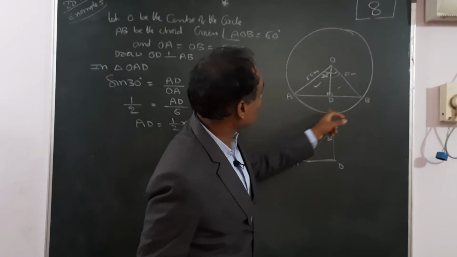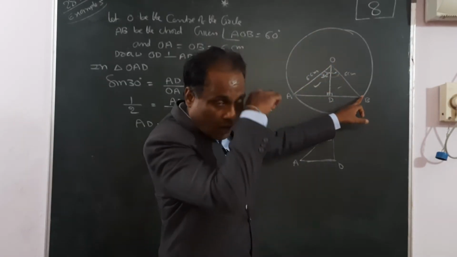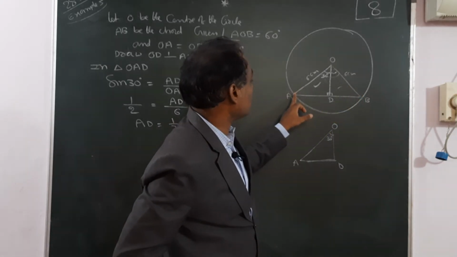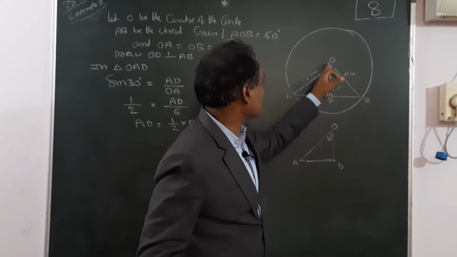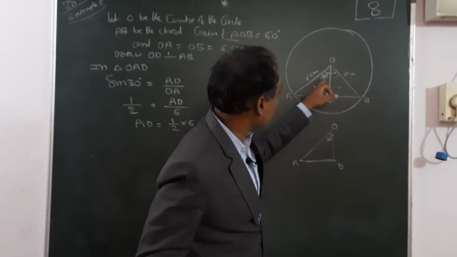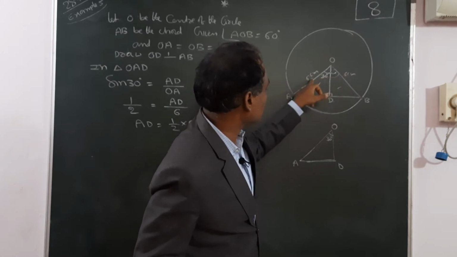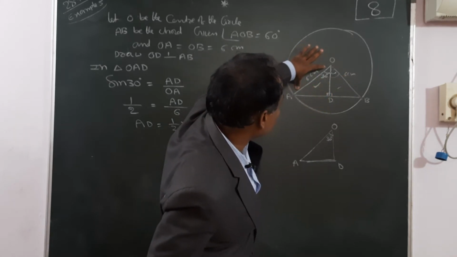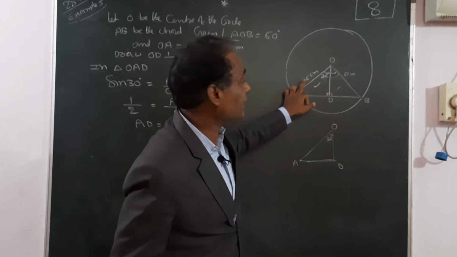So carefully read the question. This is a circle with center O. There is a chord AB. Chord means any line segment joining 2 points on the circle. Join the 2 ends with the center, because it is given that the chord is making 60 degrees with the center. This total angle is 60 degrees. So this will become radius of the circle and this also will become radius of the circle. Radius is given as 6 centimeters.